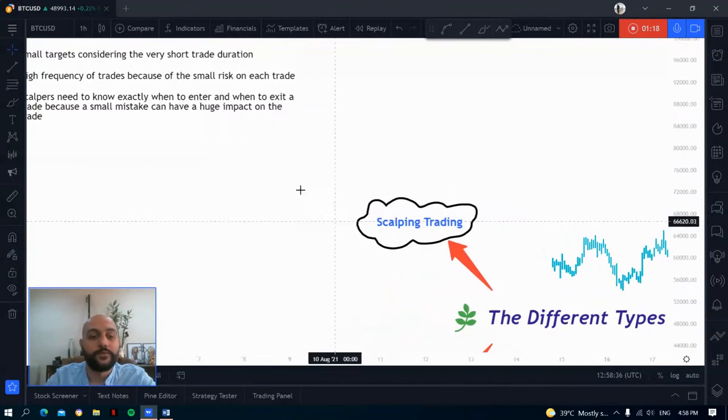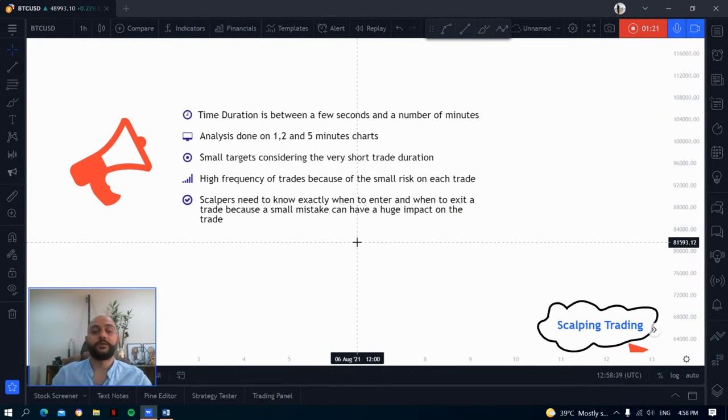So, if we go here, so time duration for scalping trading is usually a few seconds to a number of minutes. Basically, when we trade, we open the trade, we wait a few seconds, we hit our target, then we exit. Analysis on chart usually done on 1 to 5 minute charts, so we don't use big scale charts. The targets usually with scalping trading is quite low because the trade duration isn't really that much, so the market doesn't have enough time to actually move up or down that much. So most of the profits or the losses, the loss is very low.